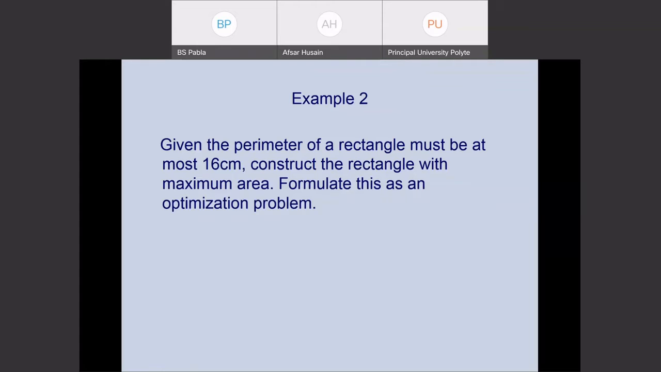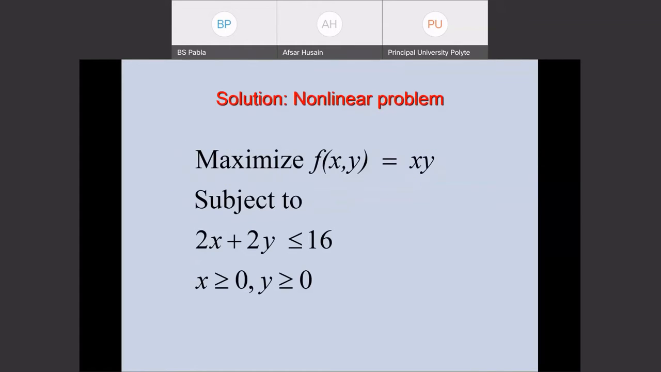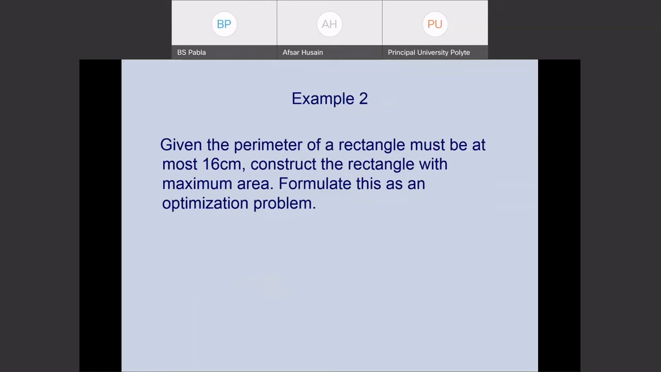Given the perimeter of a rectangle must be at most 16 centimeters, find the rectangle with maximum area. Formulate this as an optimization problem. Let's see what it says. Let's say X and Y are the two sides of the rectangle. And the perimeter is 2x plus 2y.